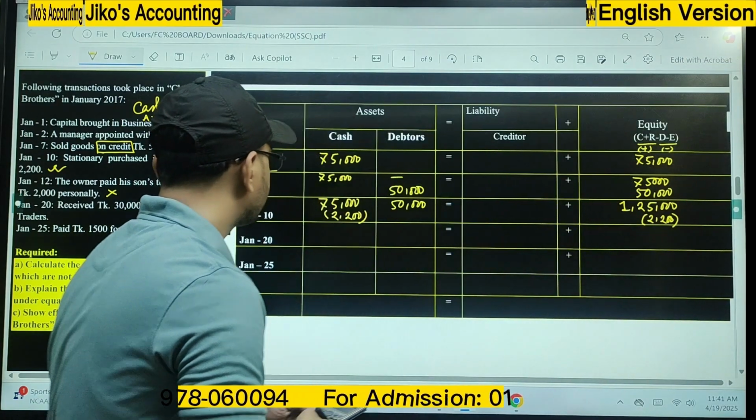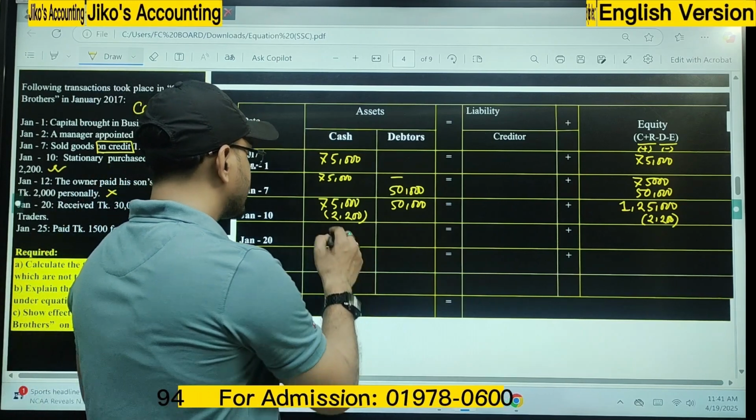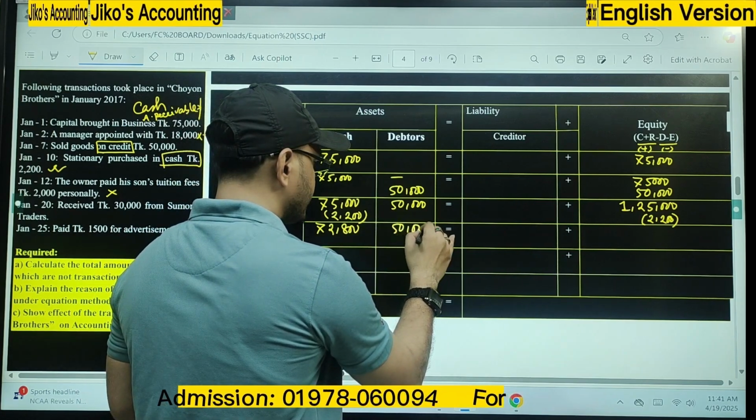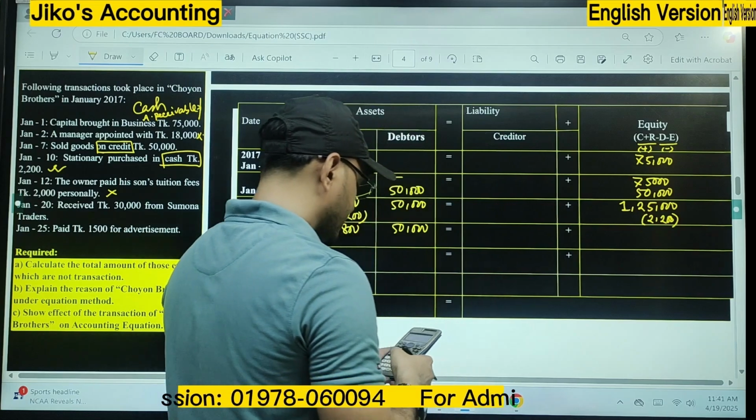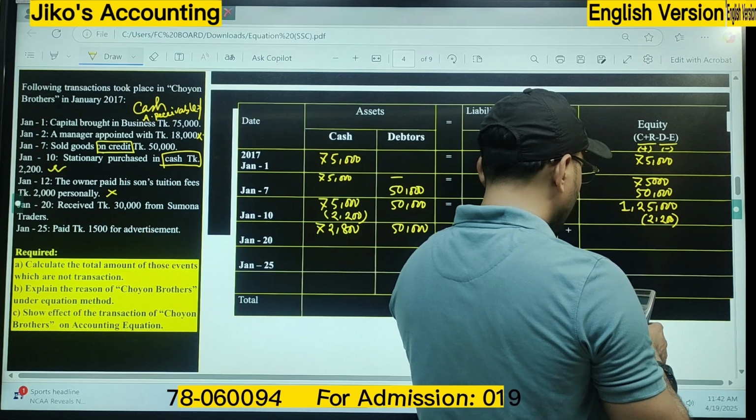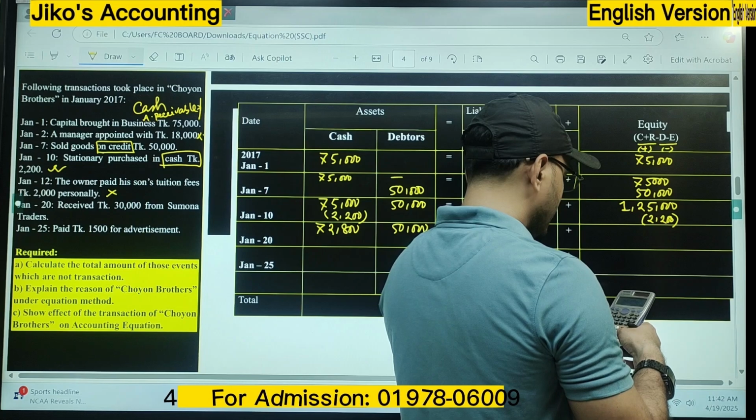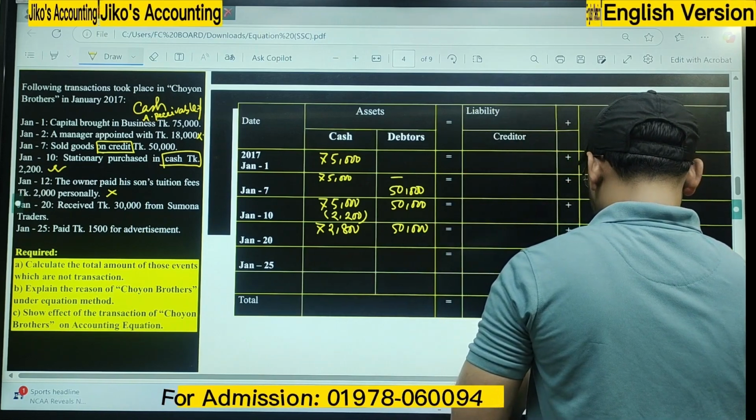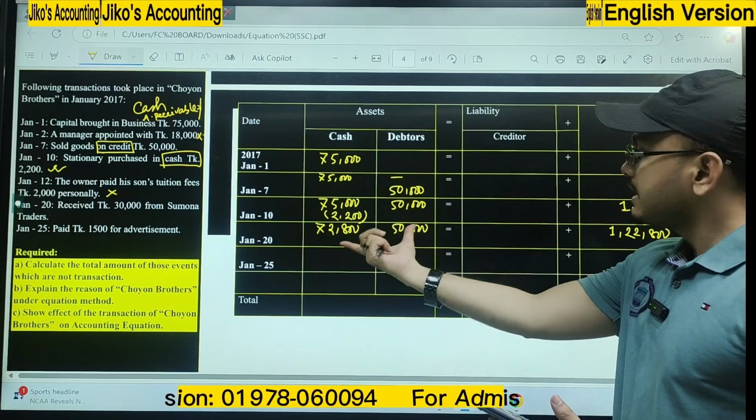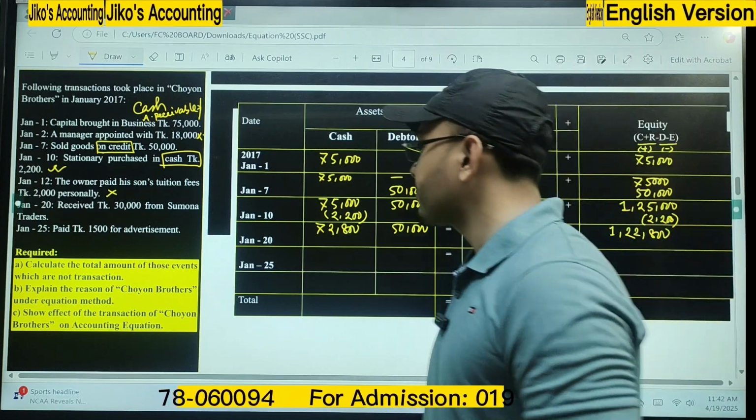What is our amount here, sir? 75,000 minus 2,200, 72,800. Here 50,000 plus 50,000. What is our amount here? 1,22,800. Now deduct this one. 1,25,000 minus 2,200. Same amount, 1,22,800. Again, I'm saying, what is my total balance on the asset side? If you add all of these, you will get the same amount, 1,22,800 taka.